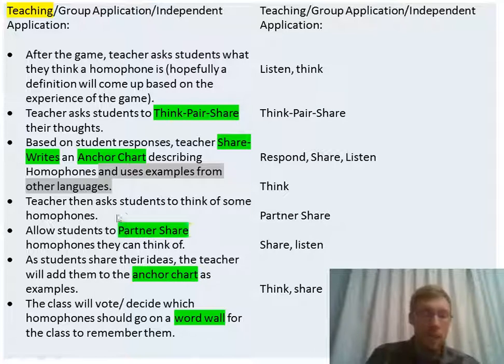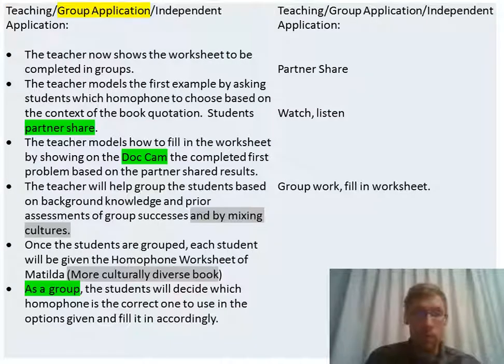Then this allows for partner shares, so a lot of anchor charts and word walls, for a lot of acceptance of other languages, and for ELLs especially to be able to recognize and be a part of. Very important.